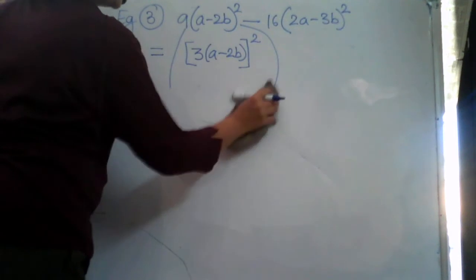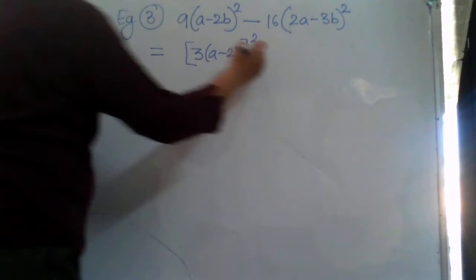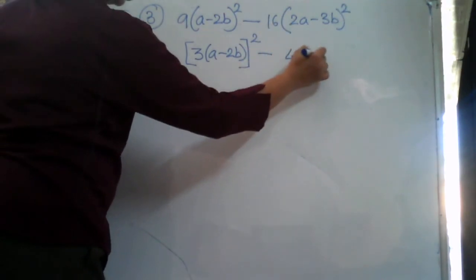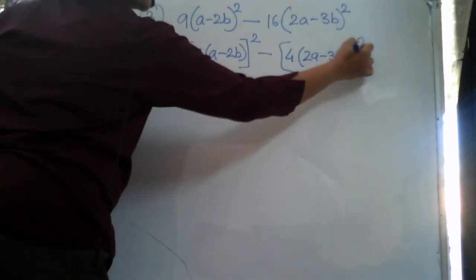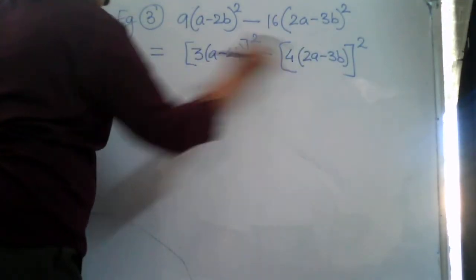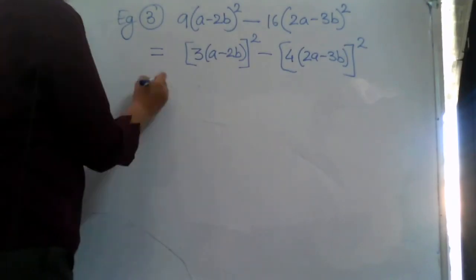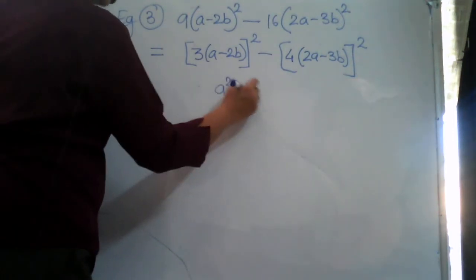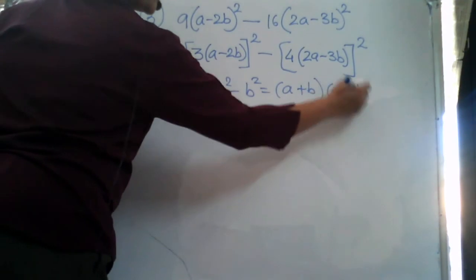Okay, now let's see how it should be solved further. Minus this 16 is a square of what? 4. 2a minus 3b bracket square. Now this full thing is one term, this full thing is another term. So this is a square minus b square type of a thing that we are using. Now what do we have as a square minus b square? A square minus b square gives us a plus b into a minus b.